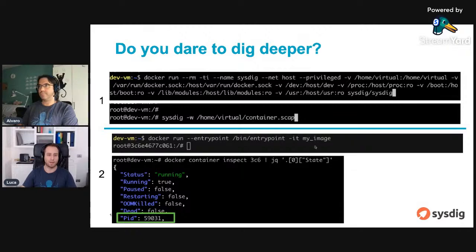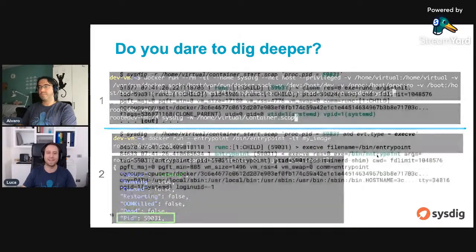We can ask it to record the system calls it's reading via its own kernel module or eBPF probe. And then I just ran a container, took a trace, and took note of which PID it was running under by just asking Docker. Then I can replay this scap file, which, if you've never seen one, is like a pcap file.